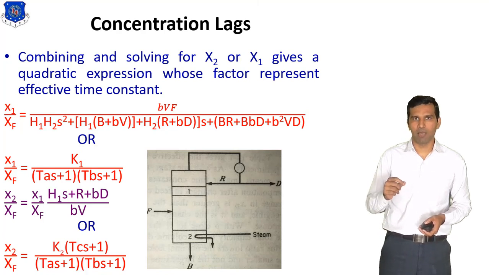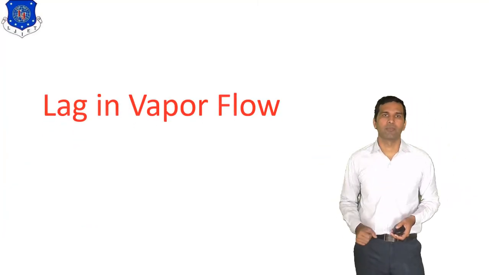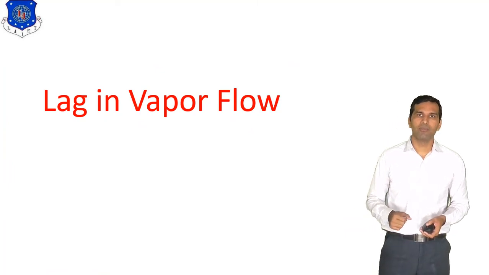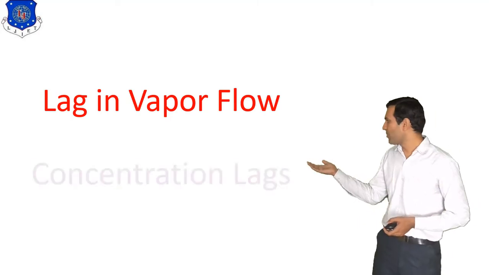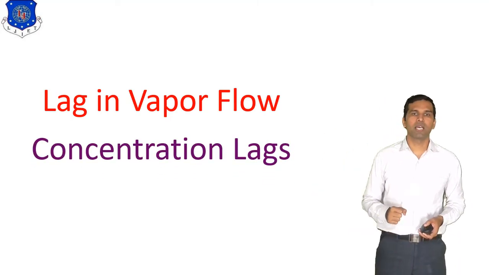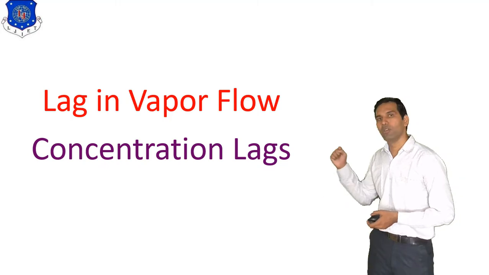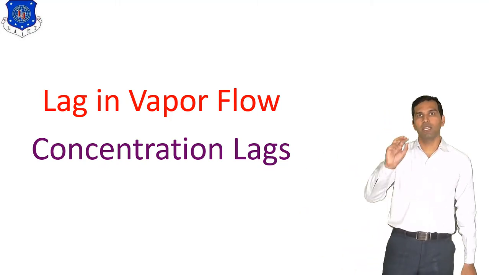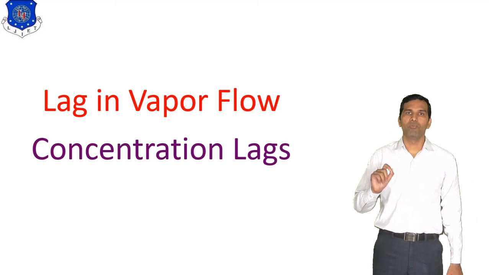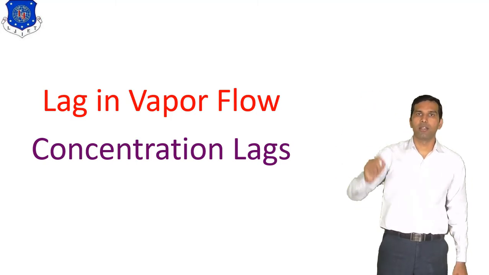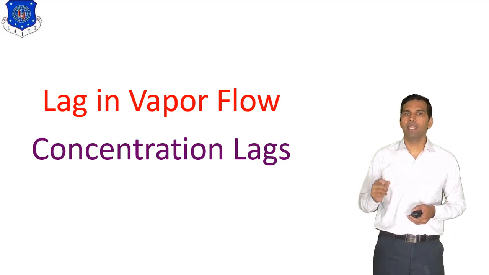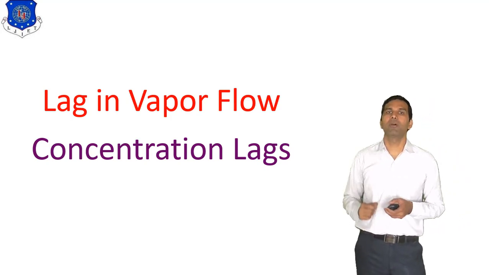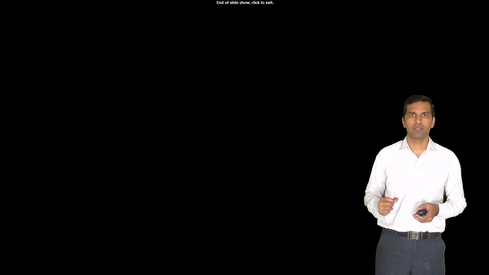So here we discussed the concentration lag. In this lecture we discussed two types of lag: first the lag in the vapor flow, and then the concentration lag. So in total we discussed three types of lag. The first one we discussed in my previous lecture, the liquid lag. Then we discussed the lag in the vapor flow, and the third lag is the concentration lag. Thank you.